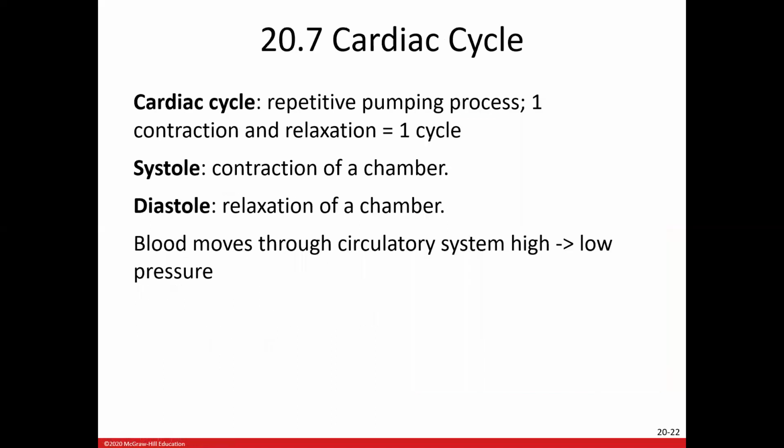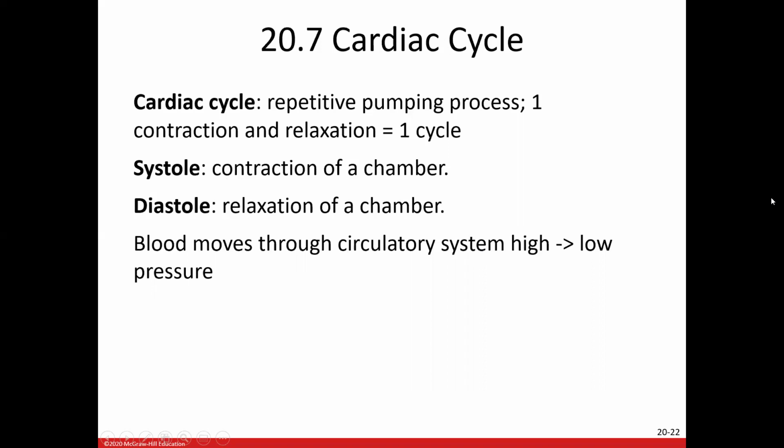So with the action potentials and everything getting depolarized and repolarized, the entire process of this pumping process of relaxing and contracting is called the cardiac cycle. And we refer to one cardiac cycle as one contraction and one relaxation. The technical terms for contraction and relaxation are systole and diastole. Systole refers to the contraction of any of the heart chambers, and diastole refers to the relaxation of any of the chambers. So one systole and one diastole is a cardiac cycle.